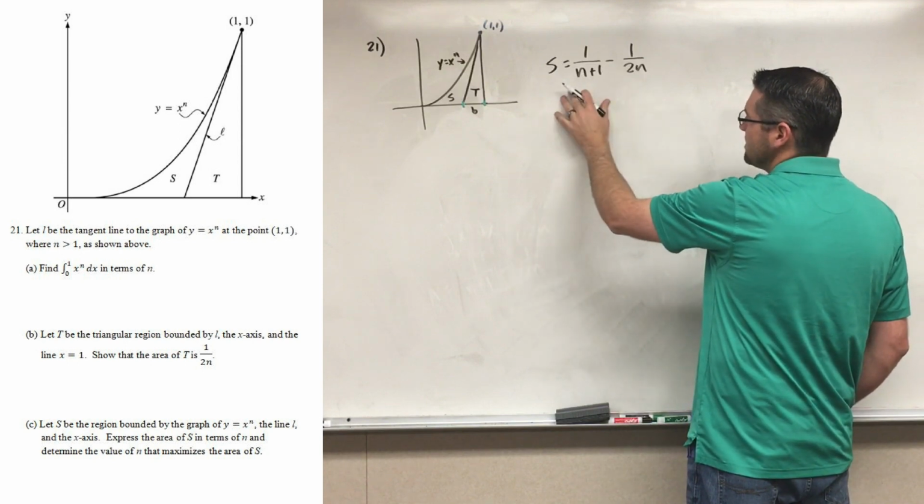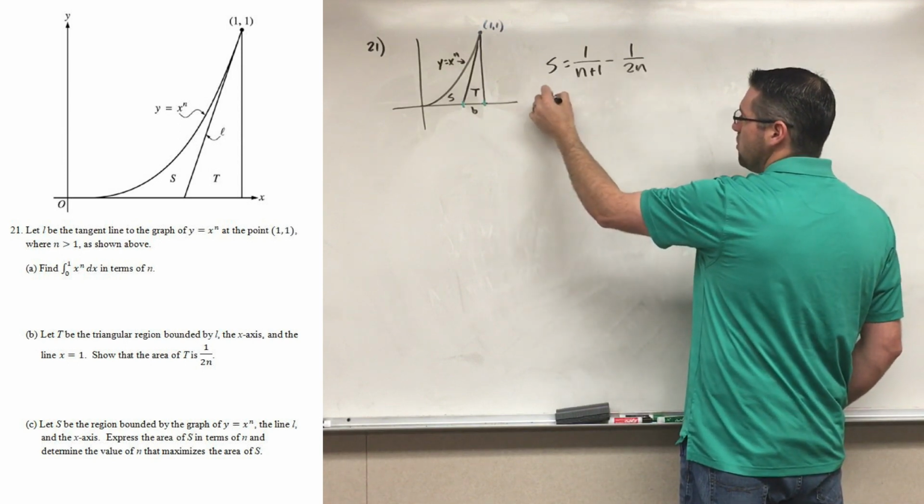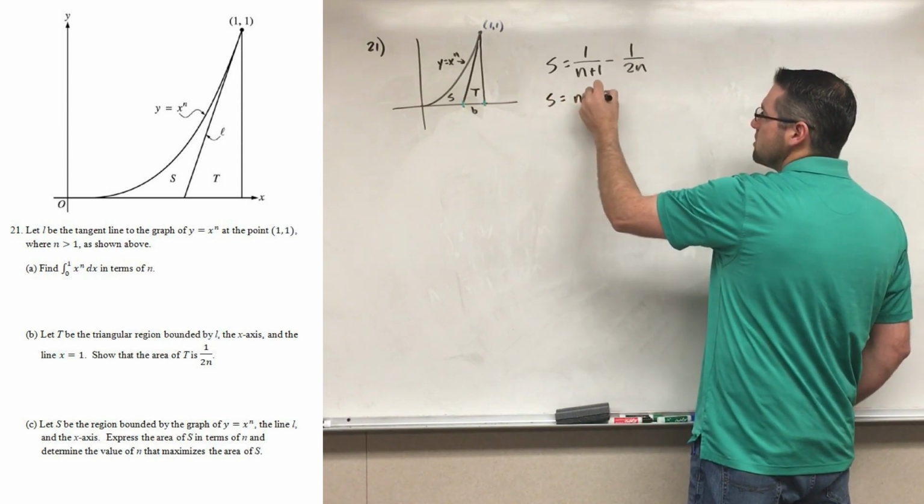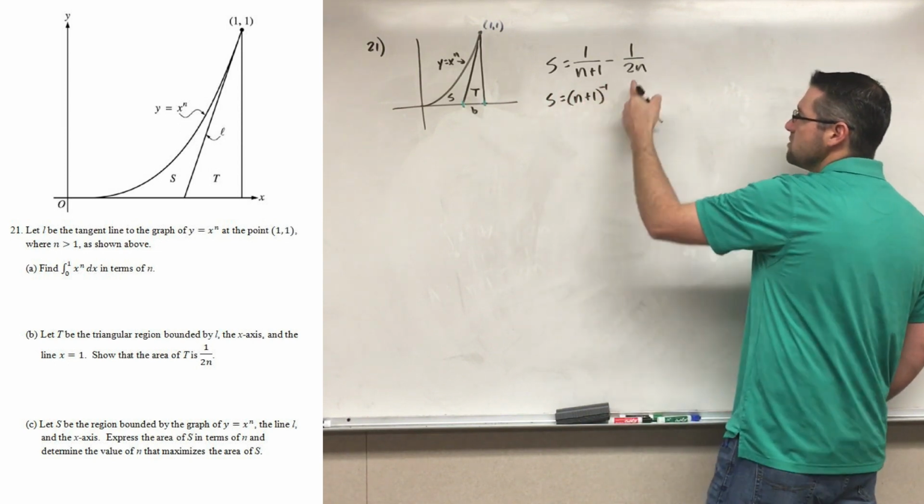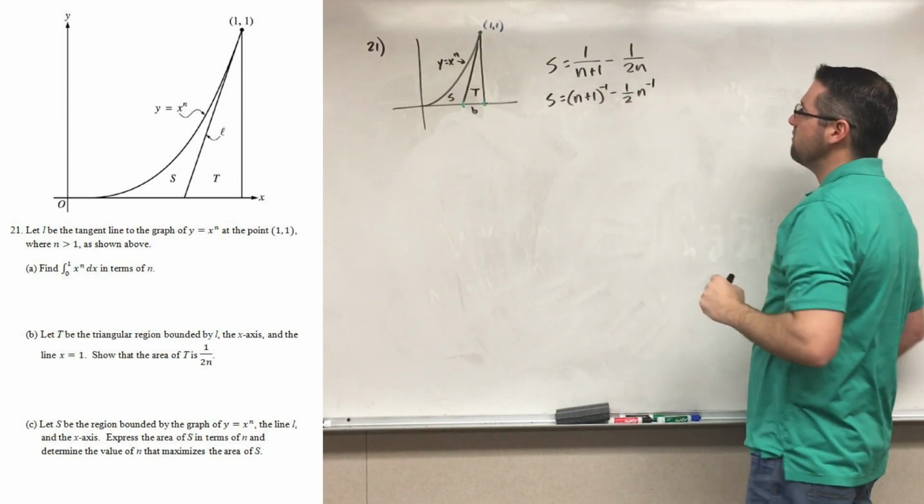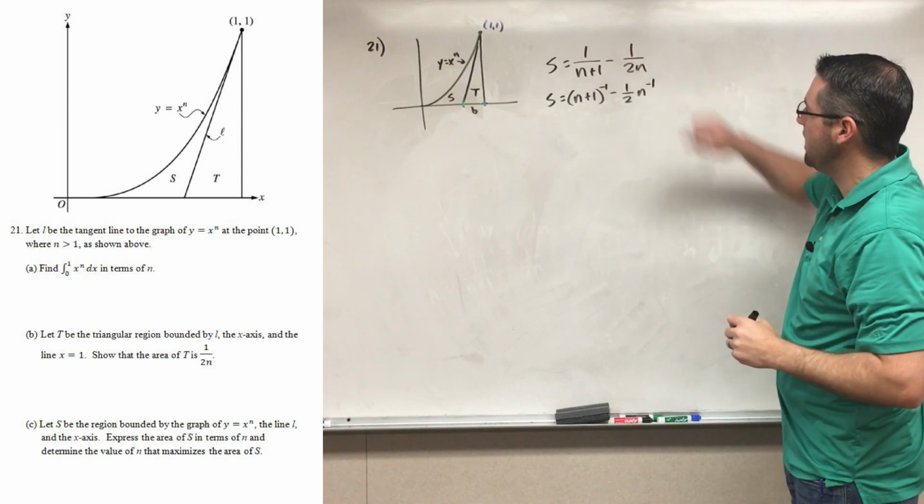Now before I do this, I could go through a big long quotient rule thing, but I'm going to just rewrite these to have negative exponents. So this will be n plus 1 to the negative first, and this can actually be rewritten as 1 over 2 and then n to the negative first. So I kept the 1/2 fraction and I just moved the n up.